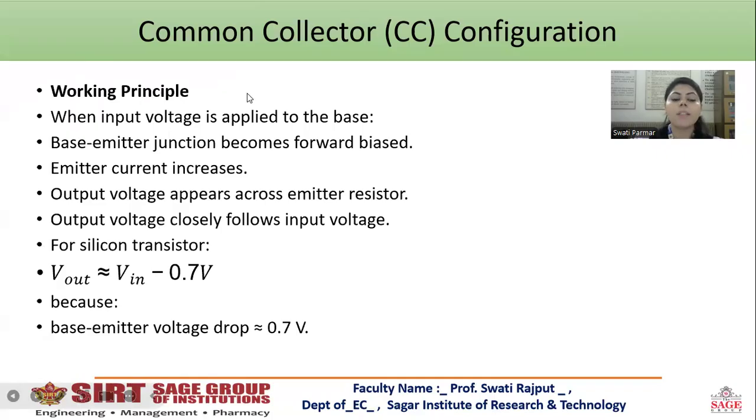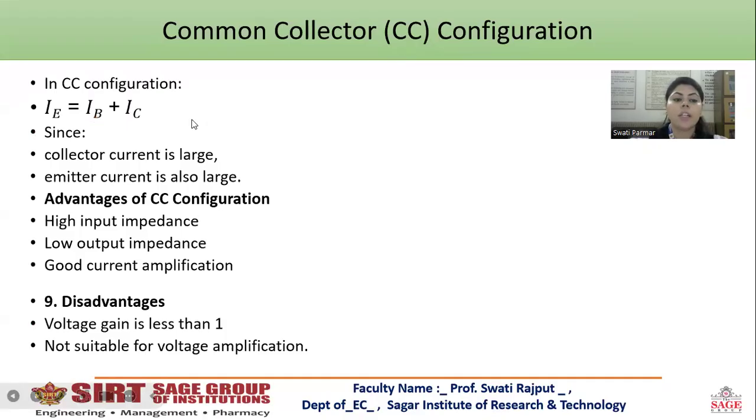Then what is the working principle? When the input voltage is applied, the base emitter junction becomes forward biased and emitter current increases. The output voltage appears across the emitter resistor and closely follows the input voltage. For a silicon transistor, Vout is equal to Vin minus 0.7 volts. In CC configuration, this is the important thing we should remember: IE is equal to IB plus IC. IE is emitter current, IB is base current and IC is collector current.